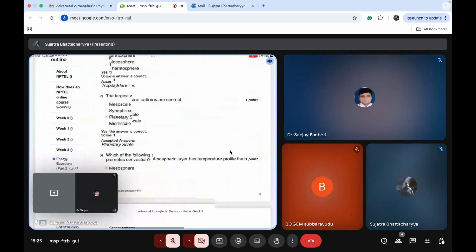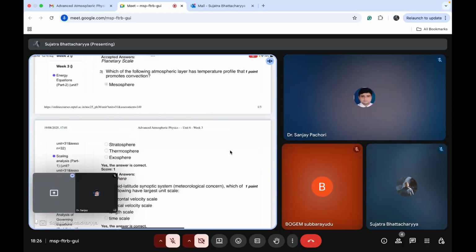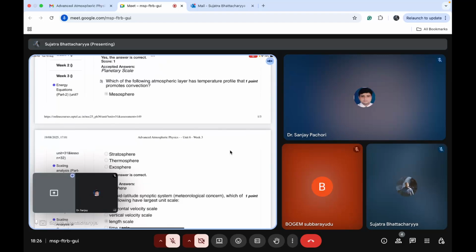Okay, let's go to the third question. Which of the following atmospheric layers has a temperature profile that promotes convection? We have already seen that the temperature profile that promotes convection is temperature decreasing with height. So, what are the options here? Mesosphere, stratosphere, thermosphere, and exosphere. Exosphere is the last part of the planet, so we don't need to worry about it. Thermosphere is very high, temperature increases. Stratosphere, it increases, but mesosphere is the only place where the temperature decreases.